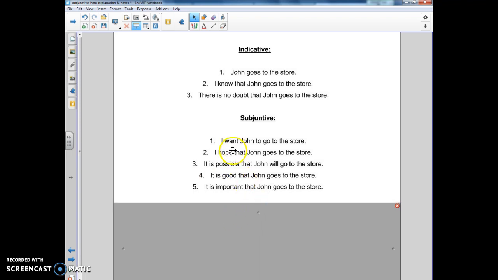So notice that all of those have two parts. I want that John goes to the store. I hope that John goes to the store. It is possible that John will go to the store. So they all have some sort of clause at the beginning, followed by another subject and another verb. Every subjunctive sentence has to look like that. Whereas in the indicative, you can just say, John goes to the store. There's only one verb in there. But with the subjunctive, you're always going to have two parts. So that's important to keep in mind.